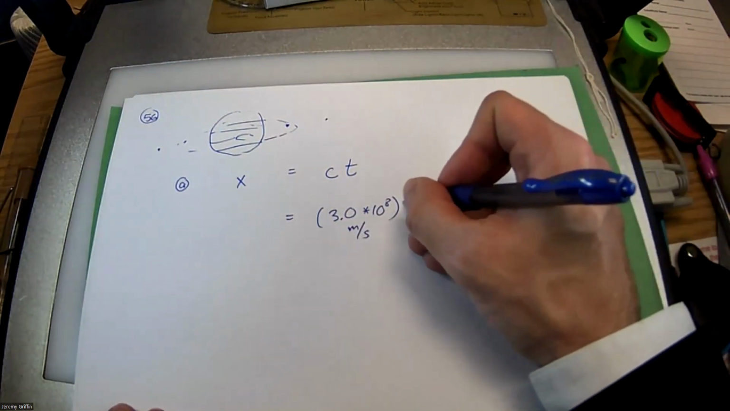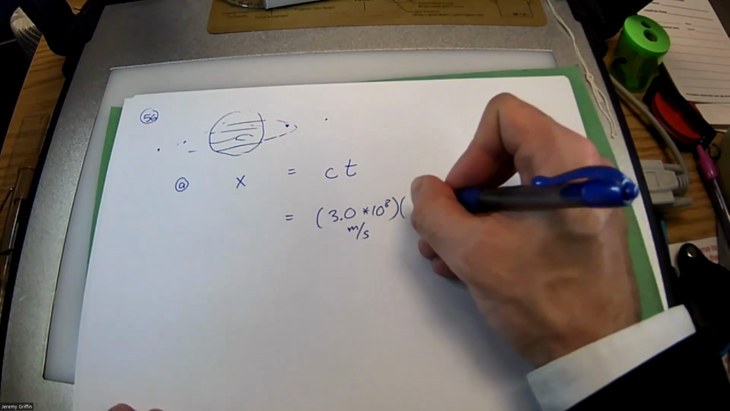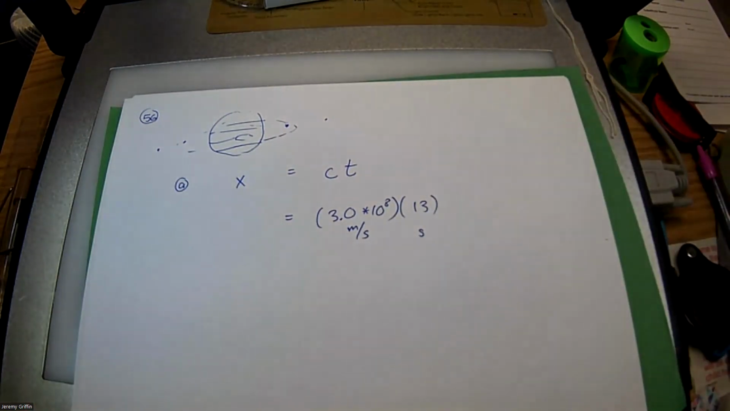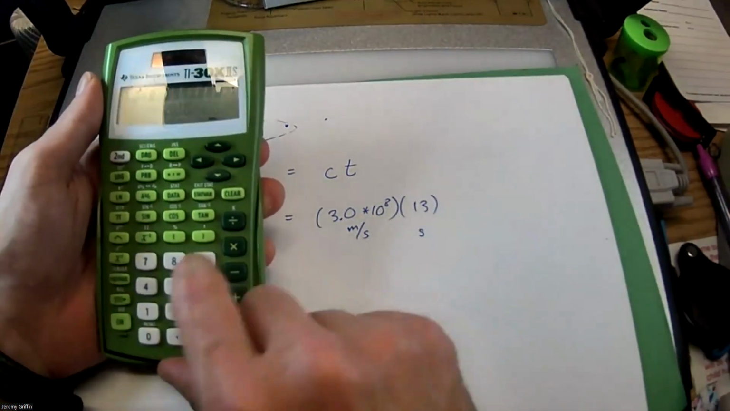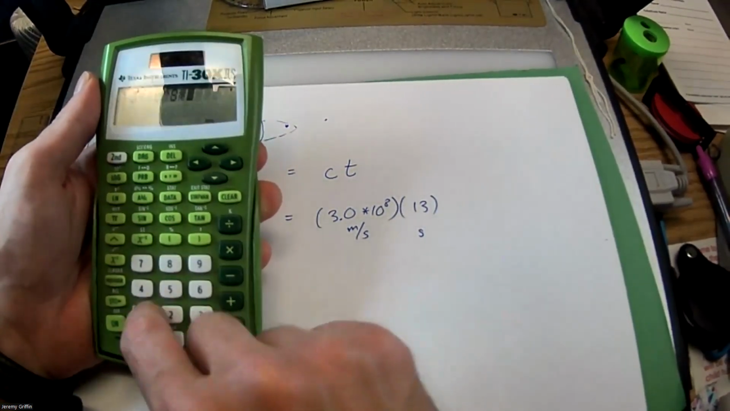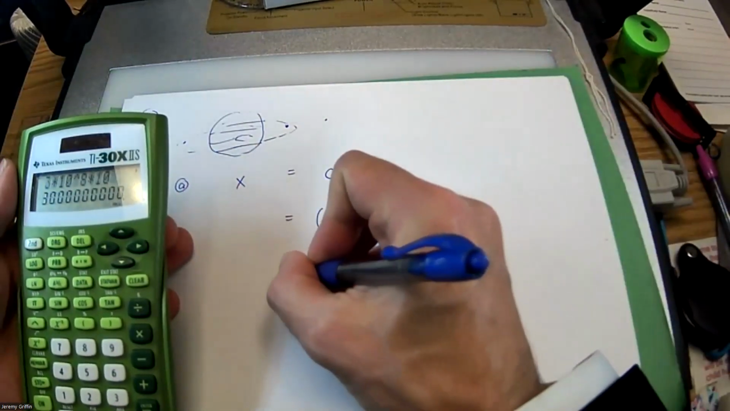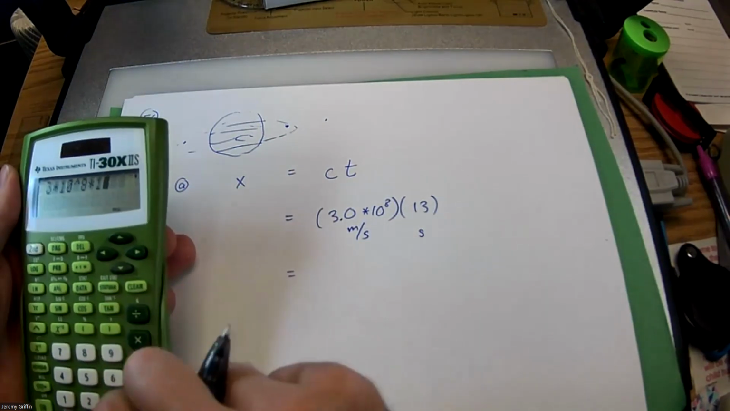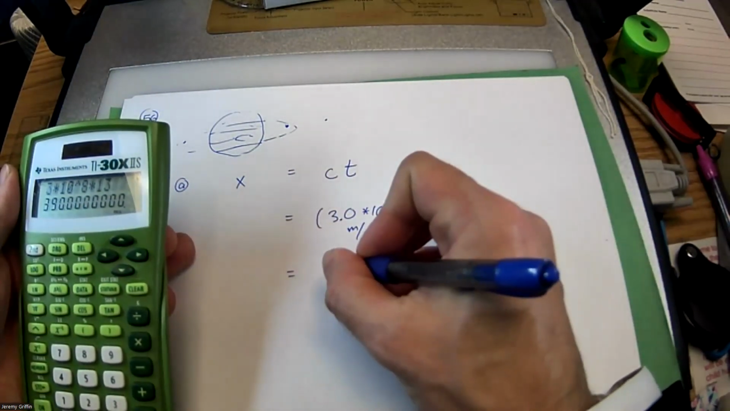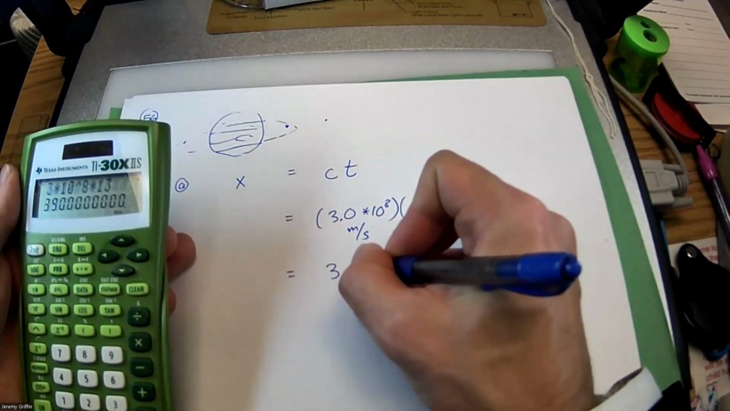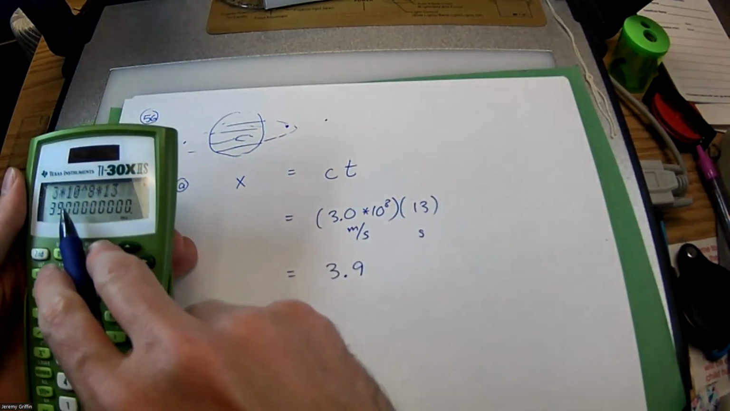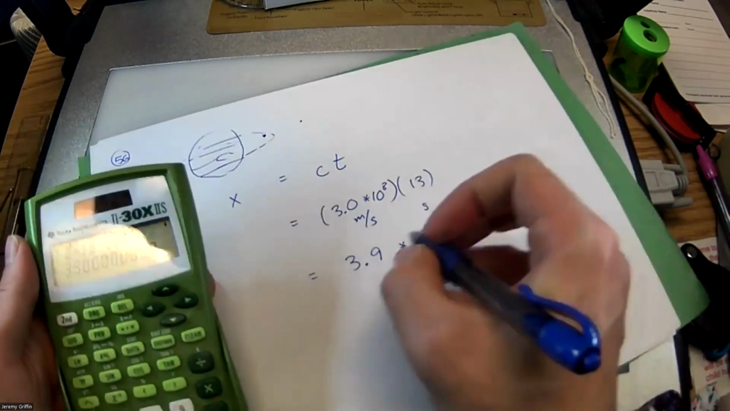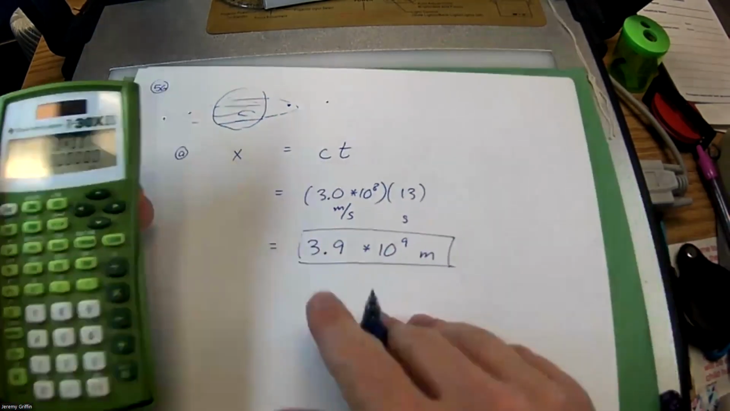Let's do that for 13 seconds. What is that distance in meters? 3 times 10 to the 8 times 13. Okay, I'm getting 3.9 times 10 to the 9 meters. Right, that would be one way to say it.